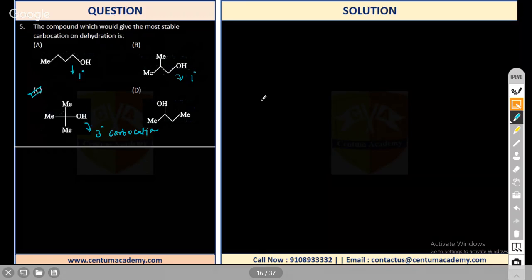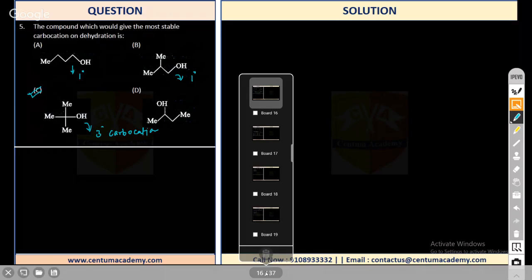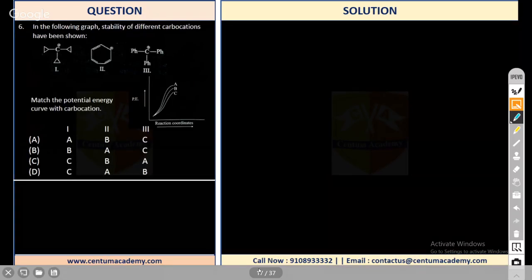Okay. Next. In the following graph, the stability of different carbocations has been shown. Potential energy you have to match.